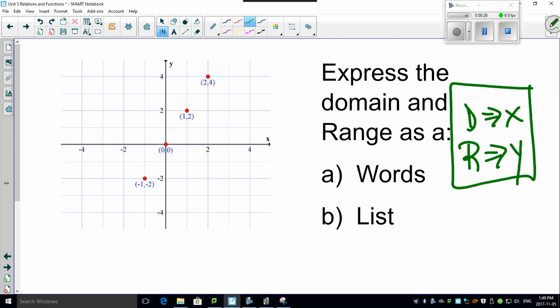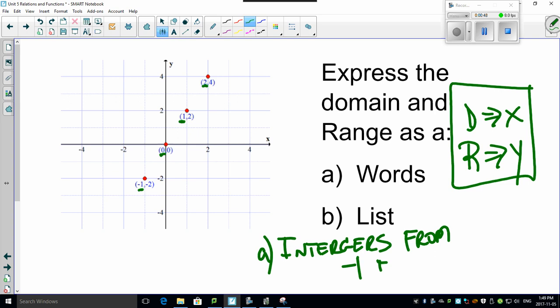So let's look at all the domains here. So domain is -1, 0, 1, and 2. Those are all of the domain values. So you can say, all right, we're going to just say in A, this is in words, the integers from -1 to 2. Because if you think about it, the integers from -1 to 2 include -1, 0, 1, and 2. And you might want to say inclusive. And inclusive means that is to include -1 and 2.